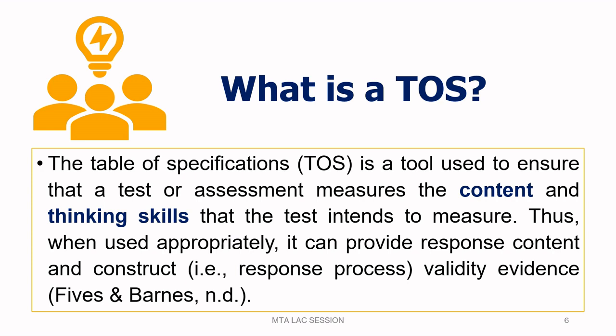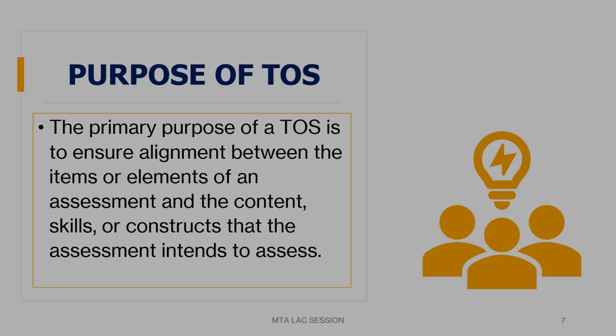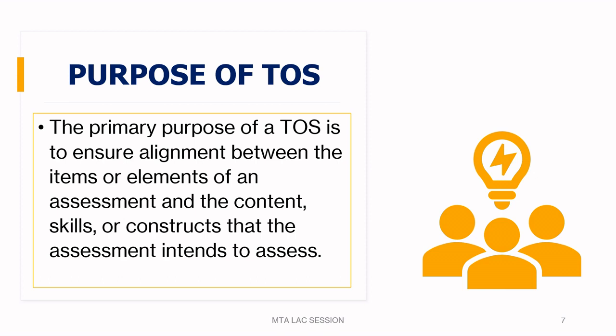According to Fives and Barnes, the Table of Specification is a tool used to ensure that a test or assessment measures the content and thinking skills that the test intends to measure. Thus, when used appropriately, it can provide response content and construct validity evidence. The primary purpose of a TOS is to ensure alignment between the items or elements of an assessment and the content, skills, or constructs that the assessment intends to assess.